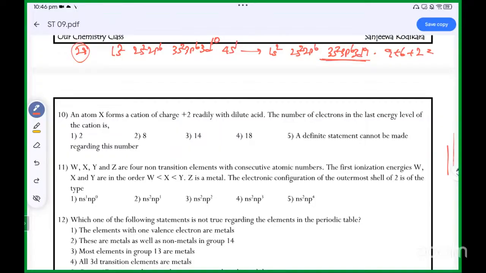We can't make a definite answer for this one. So the answer should be the fifth one. Can give the marks for the first one as well.